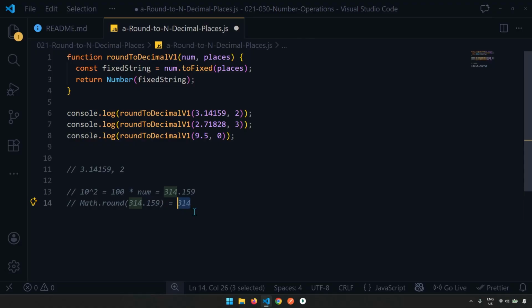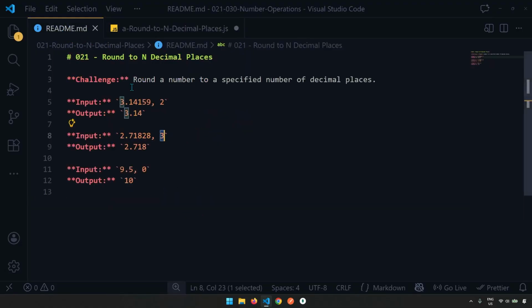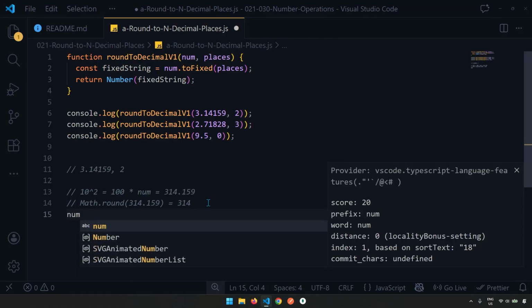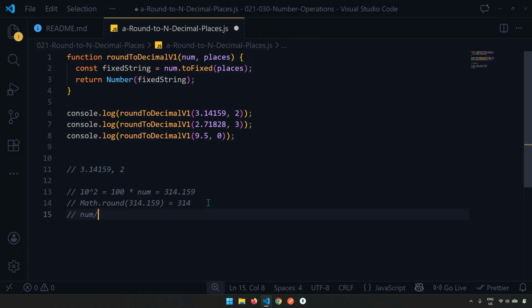So I got this 314, but 314 is not my output. It's 3.14. Now remember, I multiplied this number by 100. Now if I just select this number and divide it by 100, what do I get? I get 314 divided by 100. It's the same 100 that I used here. What do I get? I get 3.14. And 3.14 is the output. It's like going a longer way to achieve the same result.